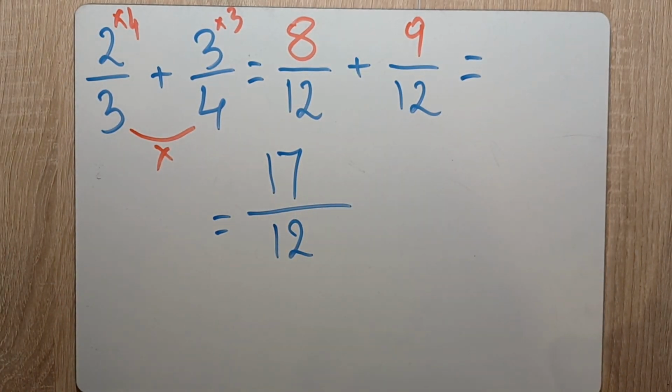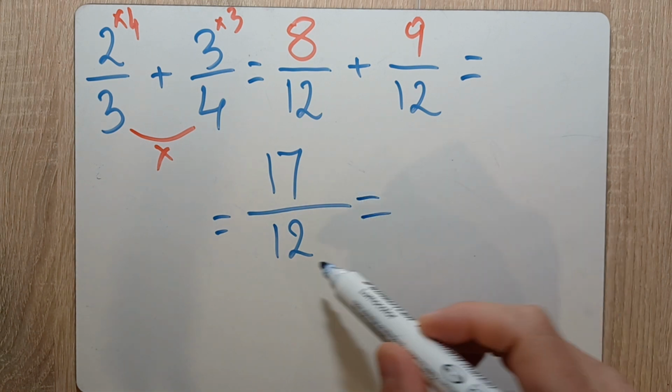17 over 12 is an improper fraction. But first, let's check whether we can simplify 17 and 12 by something. But 17 is divisible by 1 and 17 only, and 12 is divisible by 1, 2, 3, 4, 6, and 12. So there is no common factor. So I can move to converting it to a mixed number straight away.